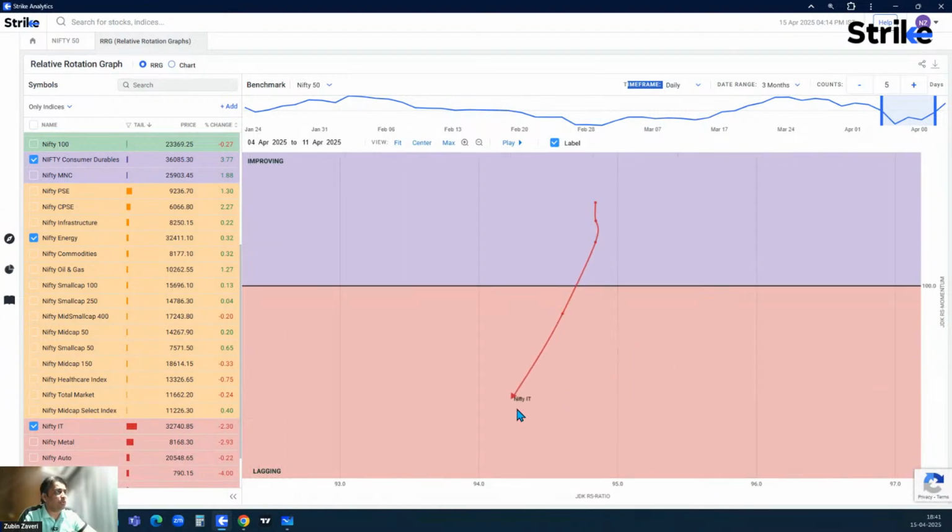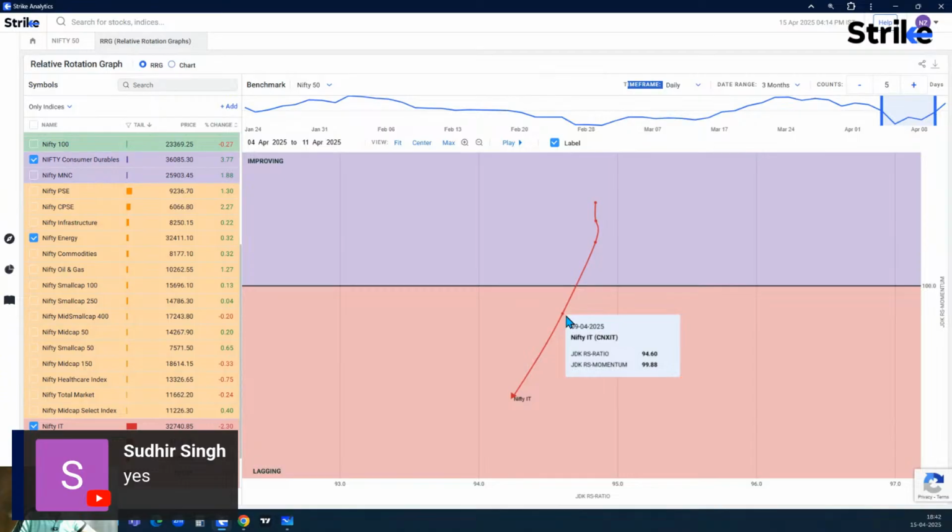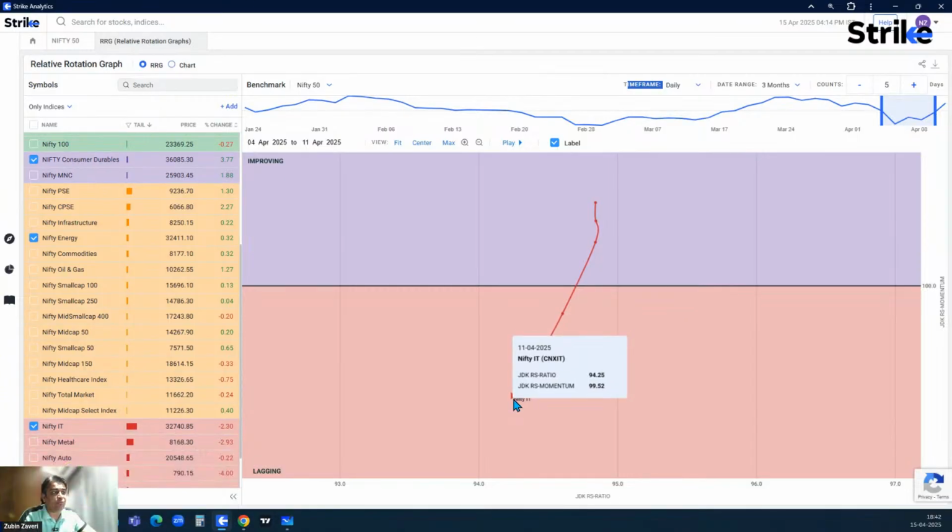Now look at IT over here. What is happening in IT? 5 days back the momentum was 100.36. Thank you for your confirmation, Sudhir Singh ji. Then the momentum dropped to 100.28, then it dropped to 100.19, then it dropped significantly to 99.88, and today again it went down to 99.52. But my friends, did IT prices go down today? No, they did not go down drastically. It actually came up. Let's see what is happening in IT.